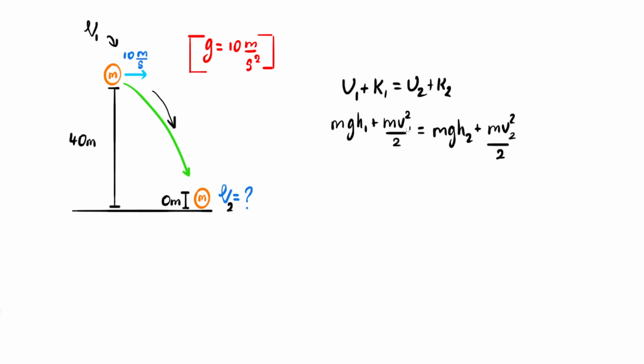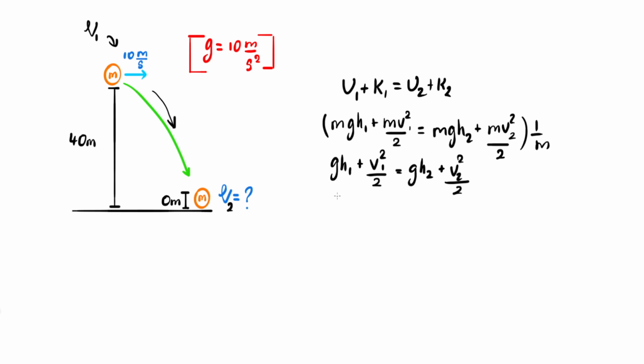We can see m is common, so we don't even need to think about m. Let's multiply everything by 1 by m. So m can easily be cancelled out, and we get gh1 plus v1 squared by 2 is equal to gh2 plus v2 squared by 2. Let's just put in the values. g is 10, given. Everything is in SI units, so we don't need to worry about units. At the last, we can put the units.